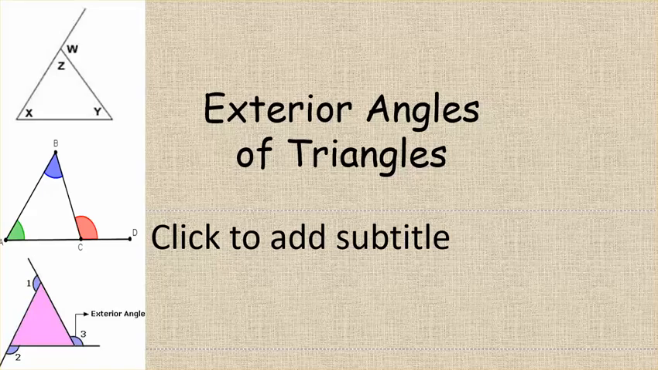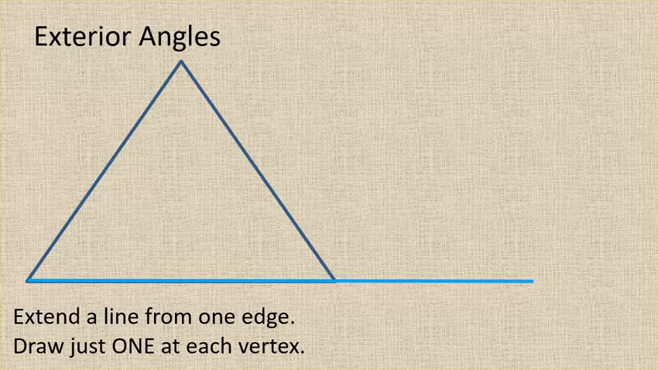Now let's look at exterior angles. An exterior angle is formed when we extend a line from each edge or each side. What we're going to do here is draw just one at each vertex. So if you make the sides longer and you're just drawing a ray so that it goes in one direction, you're going to end up with an exterior angle, one at each vertex.